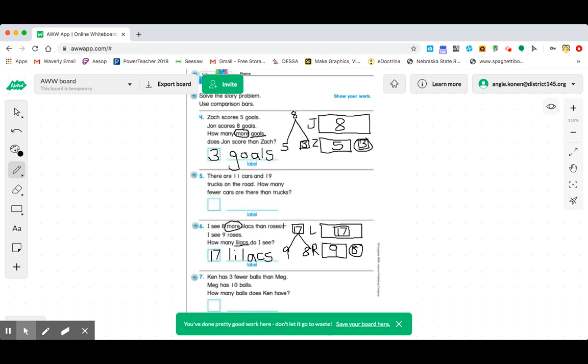Oops. The next one says, Ken has 3 fewer balls than Meg. Meg has 10 balls. How many balls does Ken have? Now remember this one, look for that fewer and more. What's going to go in the circle? Remember, there's a number before there. Also remember to really think about who has more. Would it be Ken or Meg? So who would have the bigger box?